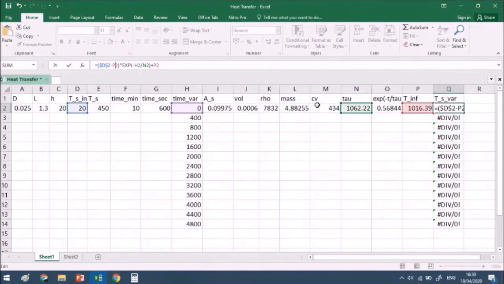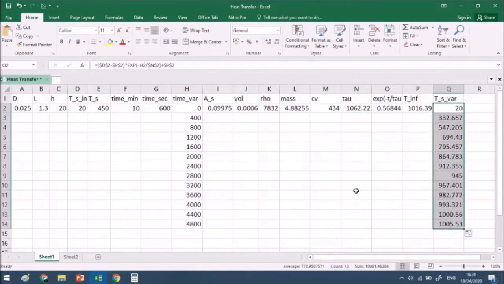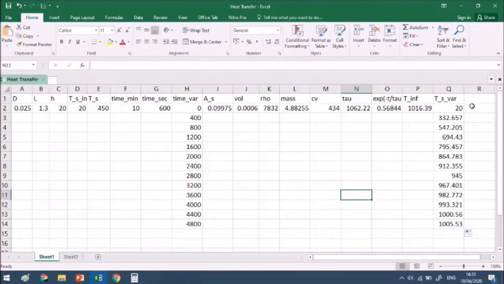Then P2, what is P2? This is T infinity. I also want it to be constant. Then H2, what is H2? The time. It should be variable, therefore I don't touch it. N2, which is the tau, again it should be constant. And P2, T infinity, it should be constant too. You see, the only variable is this one. And now if I update the cells, you see the temperature of the steel rods.